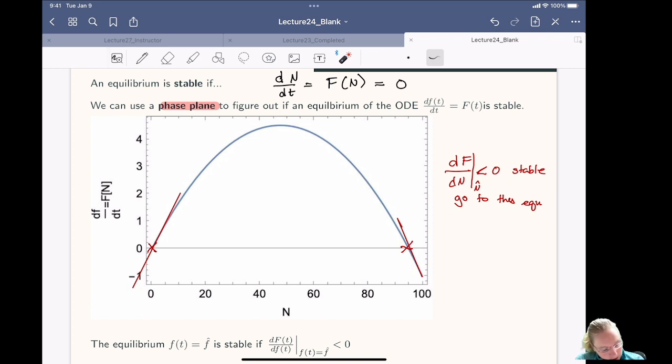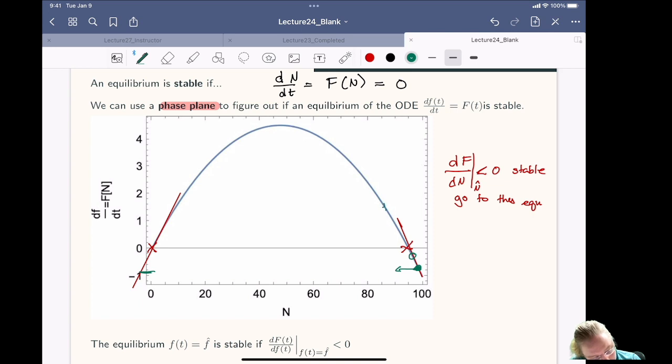To think about this, we can think about what happens if we are bigger than this equilibrium. So what if we start out above carrying capacity? We start out here. Then this derivative tells us that the population size is shrinking. The change in the population size with time, dn/dt, is negative, which means that we are going to end up getting a smaller population size. We're going to move to the left, so we're going to get closer to that equilibrium.